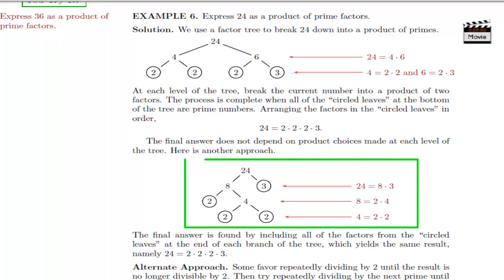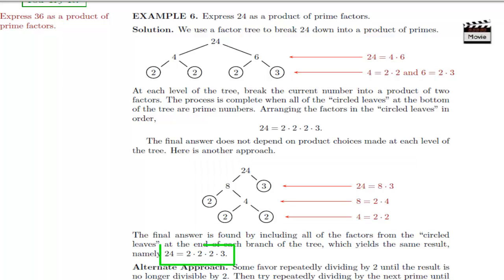Here is another approach. The final answer is found by including all of the factors from the circled leaves at the end of each branch of the tree, which yields the same result. 24 equals 2 times 2 times 2 times 3.